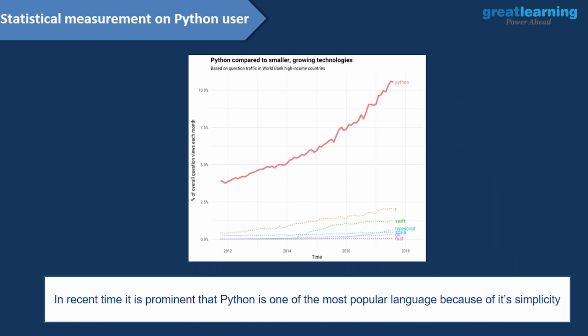Now, if you look at the statistical measurements of Python users, I was saying Python is a very popular language and so many people are using it, but why should you believe me, right? If you look at the graph, you can see after 2016 there is a direct increment. The Python users are increasing day by day. Why? Because of its flexibility, because of its features, right?